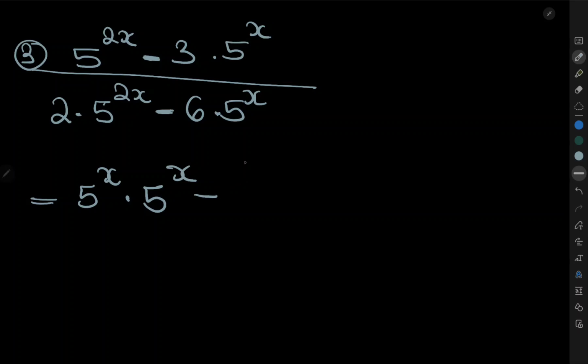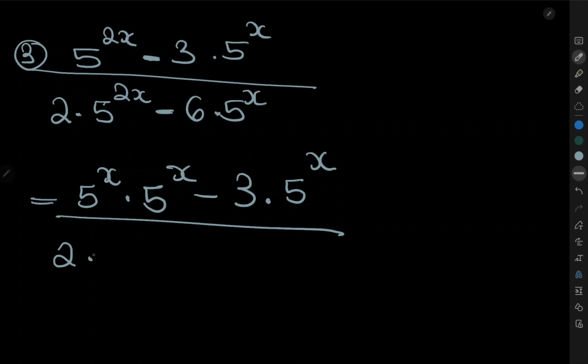And on the other side, I know that 3 is already in its prime form, and 5^x is obviously already in its prime form. Okay, so at the denominator, 2 is already in its prime form, and obviously 5 to the power of 2x can also be expressed as 5 to the power of x multiplied by 5 to the power of x. And with the 6, instead of me writing 6, I'll say 3 multiplied by 2 multiplied by 5 to the power of x.